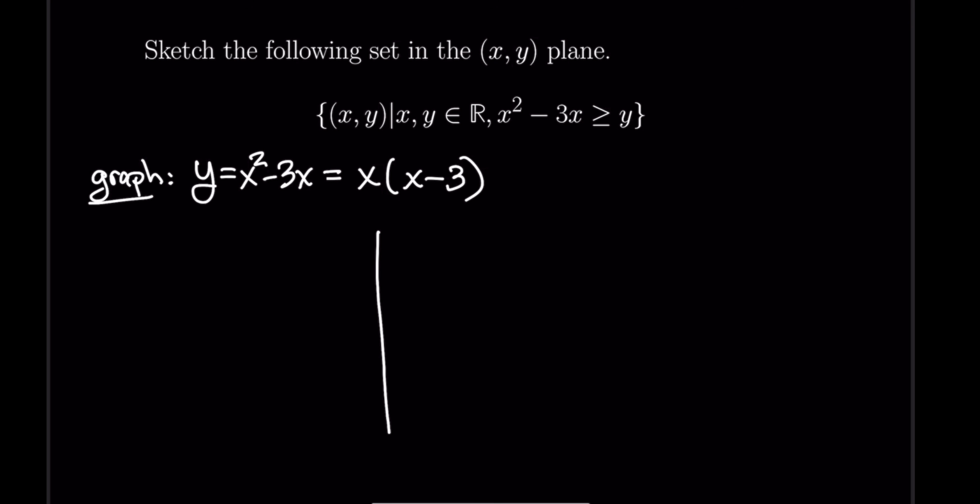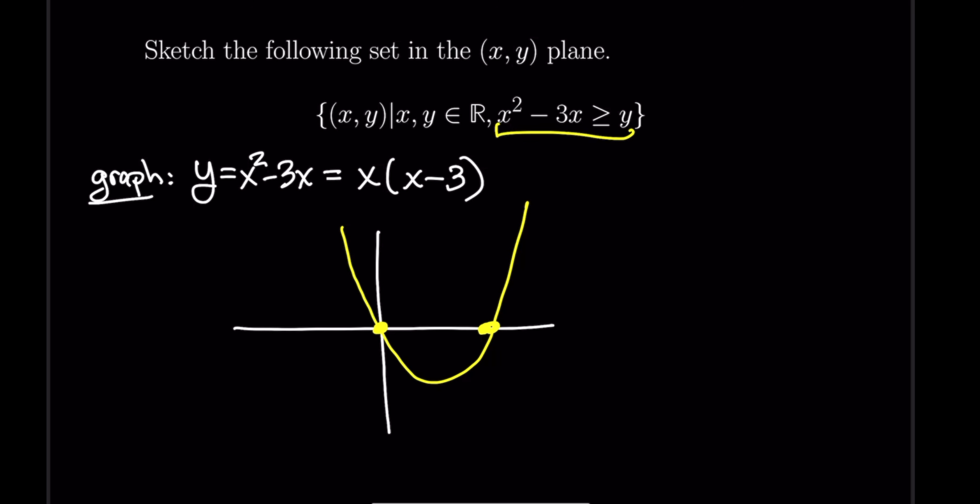I think we can get started just with that knowledge. So let's go here to x equals 0. That's one of our x-intercepts. x equals 3, that's one of our x-intercepts. This is an upward-facing parabola, so we get some sort of picture like this. And then we want all the y that are less than or equal to this.